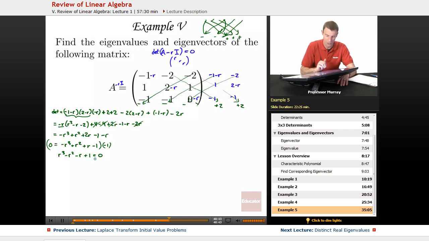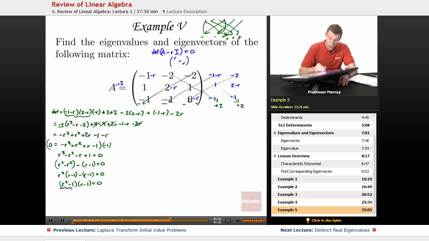Now, I'm going to solve this by grouping. I have to somehow factor a cubic polynomial, and it's usually useful to do that by grouping. So I'm going to write this as R cubed minus R squared, and then minus, I'll write this as R minus 1, is equal to 0. I can factor that as R squared times R minus 1, minus R minus 1, is equal to 0. And so I get R squared minus 1 quantity times R minus 1, factoring out R minus 1, is equal to 0. But R squared minus 1, I know I can factor into R minus 1 times R plus 1.